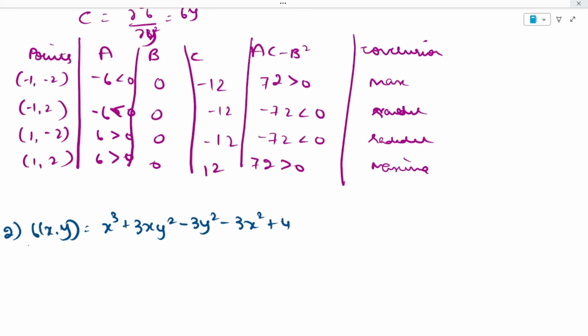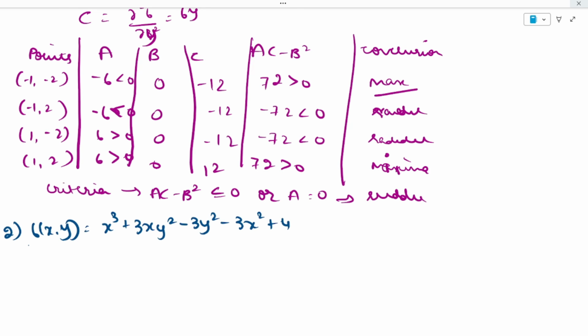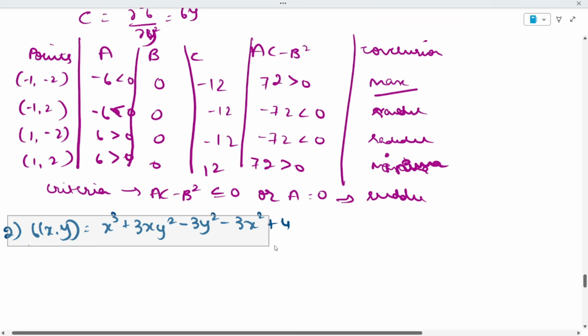Now the criteria to be saddle: ac minus b square is less than or equal to 0, or a is equal to 0. That is called the condition. Now you can see that this is the point which is maxima and this is the point which is minima. I'll move this question, I want some space to solve this.